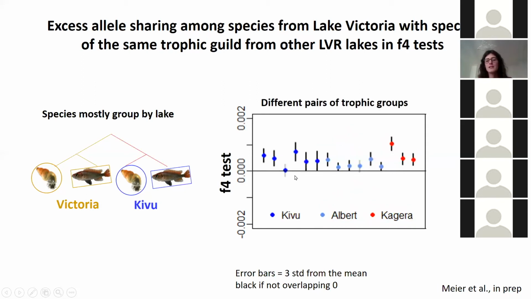And when I did that across many different pairs of trophic groups, of different ecological groups, I found in some cases no evidence for excess allele sharing between cichlids that have the same ecological group. But in many cases, I found a very, very slight excess allele sharing. So while in most parts of the genome, the cichlids cluster by lake, there is some allele sharing between cichlids from different radiations that occupy the same ecological niche, suggesting that the same gene variants were involved in making them, allowing them to adapt to the same ecological niche.